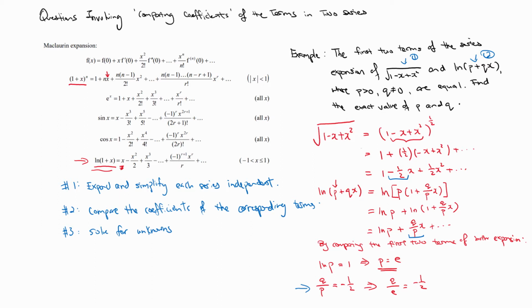All right. Now coming back here, we are just one more step. So q must be, we multiply the e over, that gives us minus e over 2, or minus half e. All right. So that is our answer, and that is how you solve questions involving comparing coefficients of the terms in two expanded series.